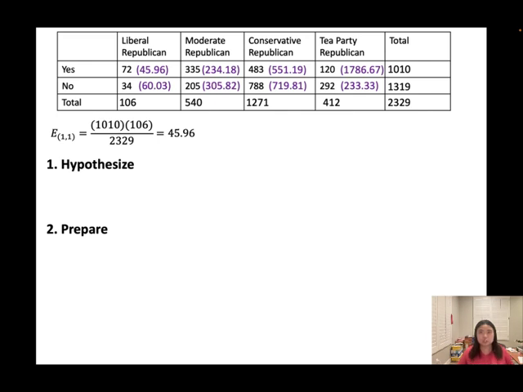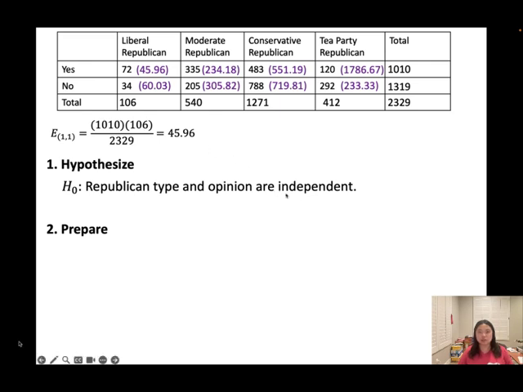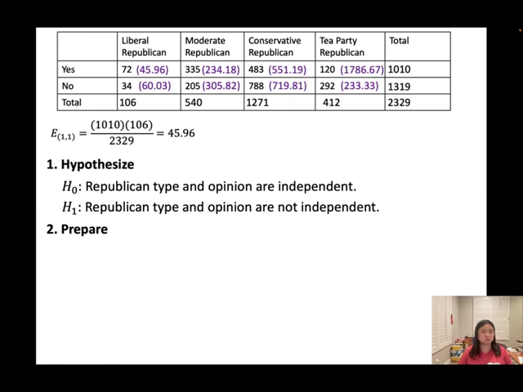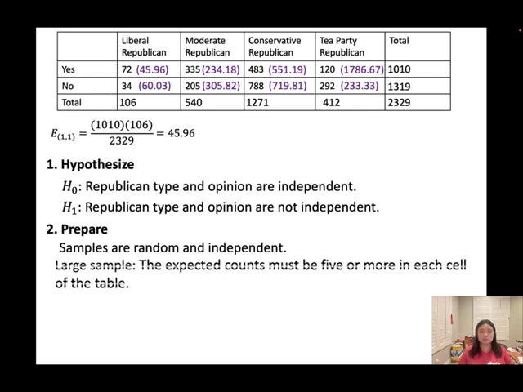Okay, right? Actually, for this part you guys can use the calculator to find the expected frequency. But on the exam, I want you guys to show me the work, okay? Null hypothesis: Republican type and opinion are independent. So the alternate hypothesis is not independent. State the conditions. Samples are random and independent. Large sample, so each expected value should be at least 5 here.